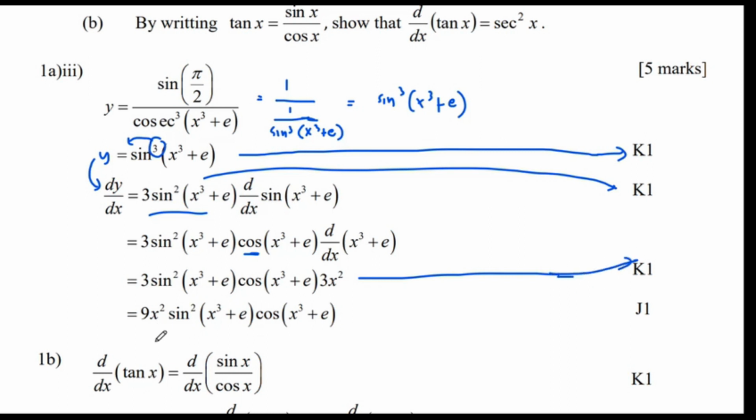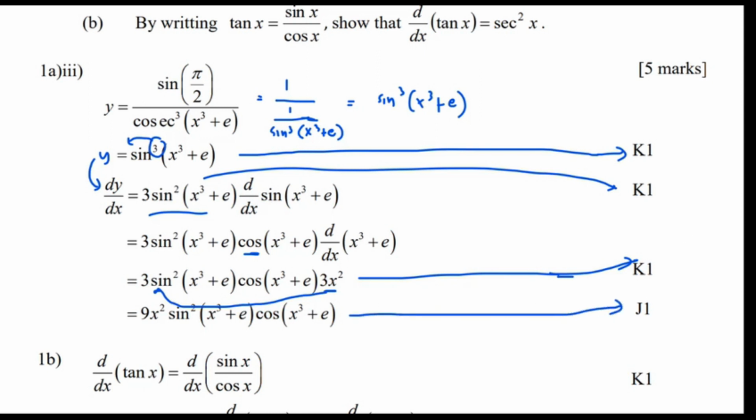Alright, so after that, okay, kita just susun balik lah. Ambil je 3x square ni, darabkan dekat depan dengan 3 kat sini. Sebab dia dapat 9x square sin kuasa 2, x cube plus exponent, cos x cube plus exponent. Okay, so ini J1 dia.